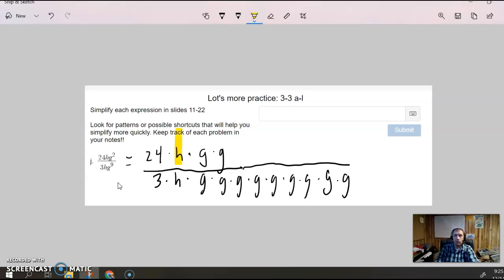remember, the power of 1 here, h divided by h is 1, g divided by g is 1, g divided by g is 1, but I don't have any more g's on top for these g's in the denominator. So we're going to have to keep those around.